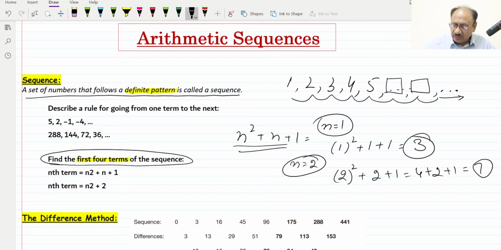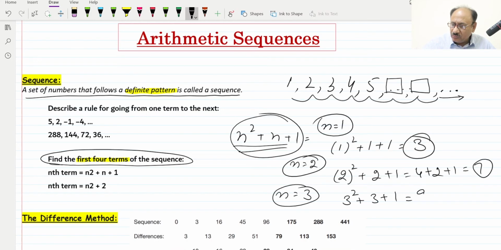So this is our second term. Similarly, we can write the third term, n is equal to 3. If we replace in this given formula, we will get 3 squared plus 3 plus 1. So this will be equal to 9 plus 3 plus 1, which is 12 plus 1, 13. So we can write this is our third term.